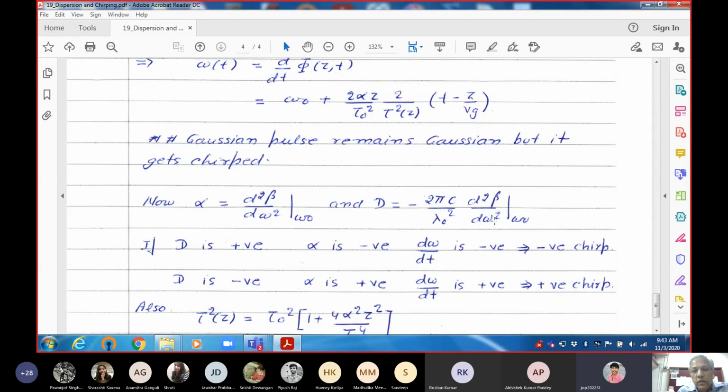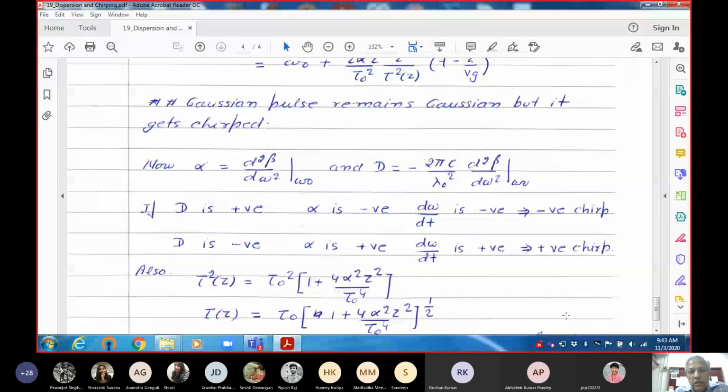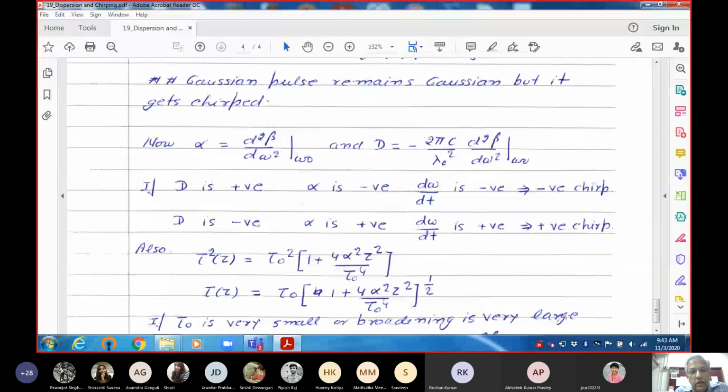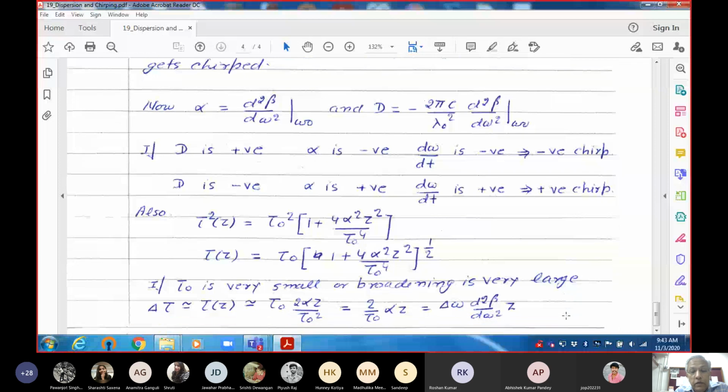Omega would be decreasing as time increases, and then d omega by dt would be negative. So that is the negative chirp, right? And similarly, if D is negative, it means alpha is positive, and you should be careful. Somewhere we will talk in terms of alpha, sometimes we will talk in D, and you should be very careful. You should try to understand all these. I may give a question in a quiz based on this, right? So that terminology should be very clear, although it is confusing, but anyway.